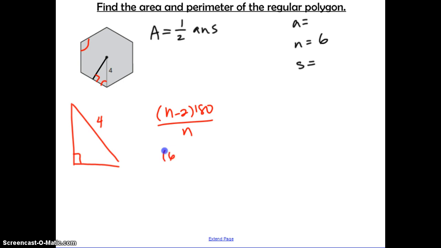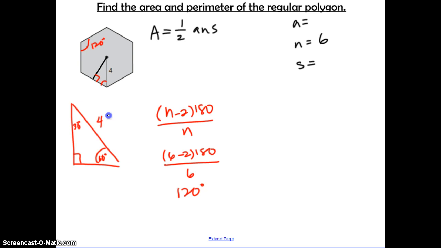So number of sides is 6. 6 minus 2 times 180 divided by 6 gives us 120 degrees. So if this interior angle is 120, and we said this is going to be bisected, this angle measure is actually 60 degrees. So if this is 60, we know that this is 30 degrees. So we have our 30, 60, 90 triangle.